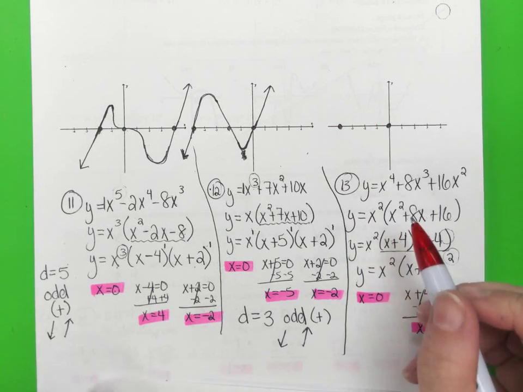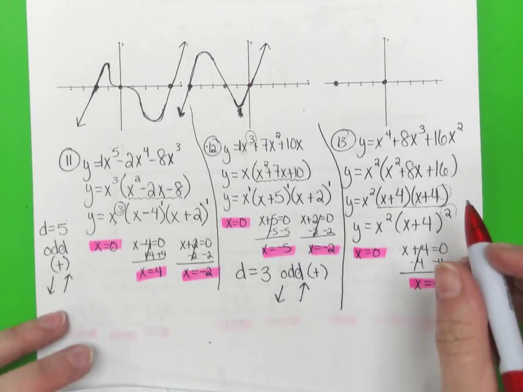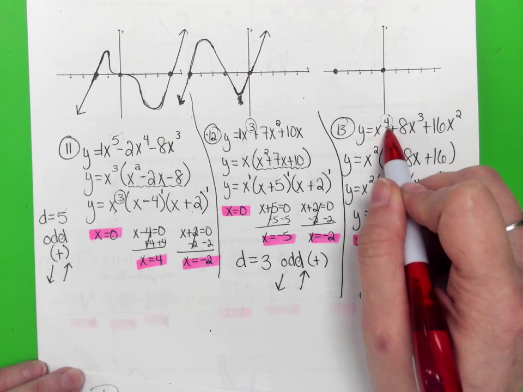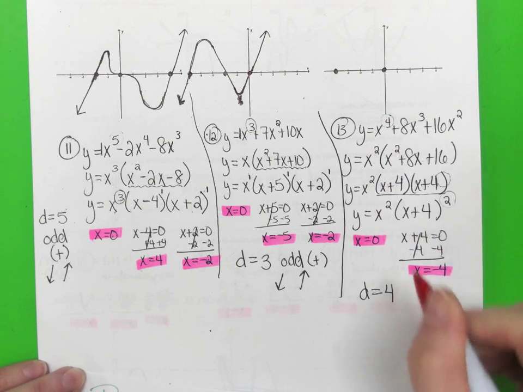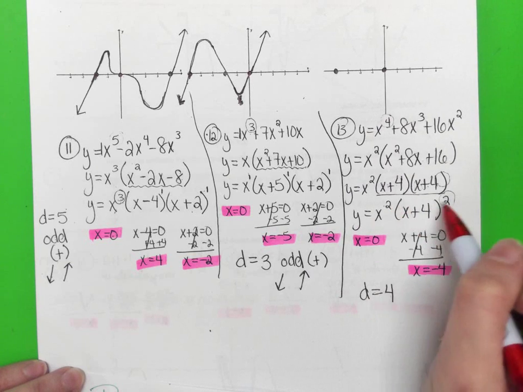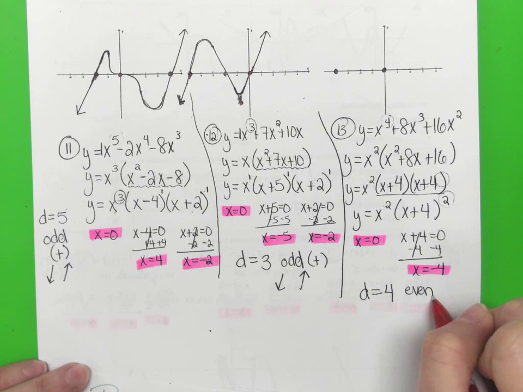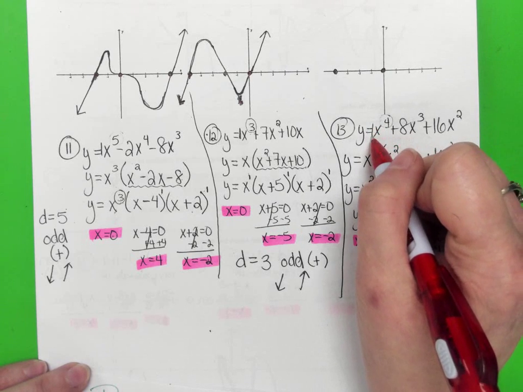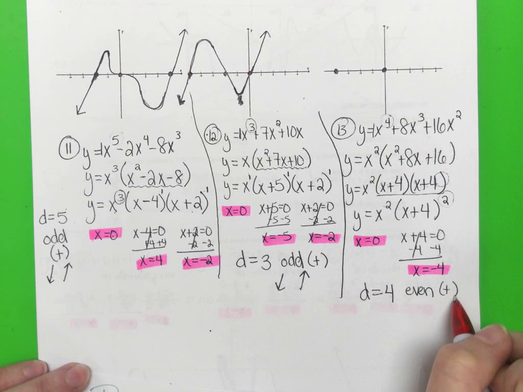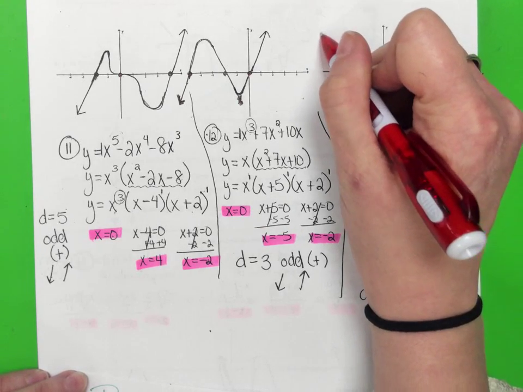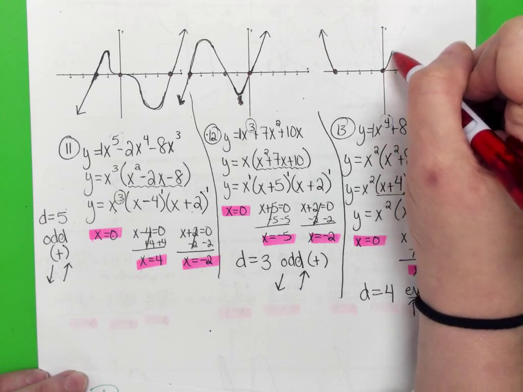Alright, so let's see, what do we have? Our degree is the biggest exponent when it's written in standard form, which is 4, or when it's written in factored form, you just add them up. 2 plus 2 is still 4. So that means that our degree is even, and our leading coefficient is another positive 1, so it's even and positive. If you need to look back on the front, if it's even and positive, even means they go the same way, and positive means they're both going to go up. So find both of your ends. The farthest point to the left goes up. The farthest point to the right goes up.